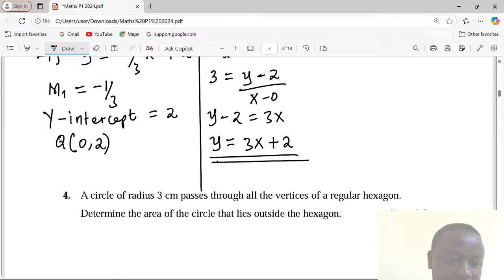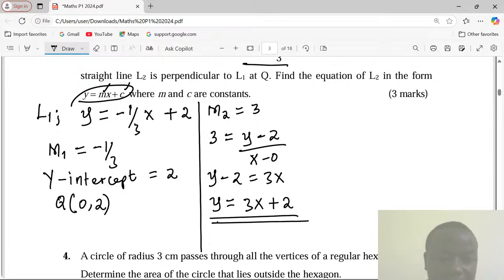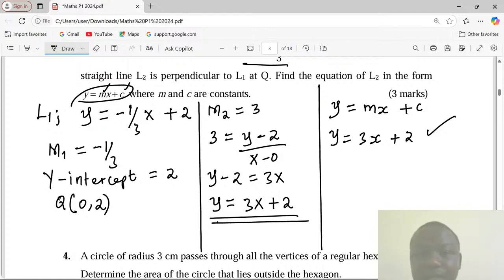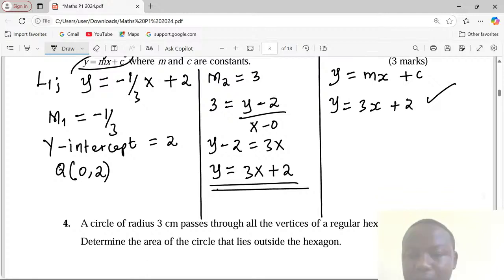Allow me also to say that there is a way we can find the equation directly. Alternatively, a sharp student can say that in the general equation y equals mx plus c, the value of m is the gradient and the value of c is the y-intercept. This means that because we know the gradient to be 3, we just insert 3 there, plus the y-intercept is 2, because if the line is perpendicular to the first one at the point Q, then it is also cutting the y-axis at point Q, where the value of y is 2. So you can also go directly to the equation like that.